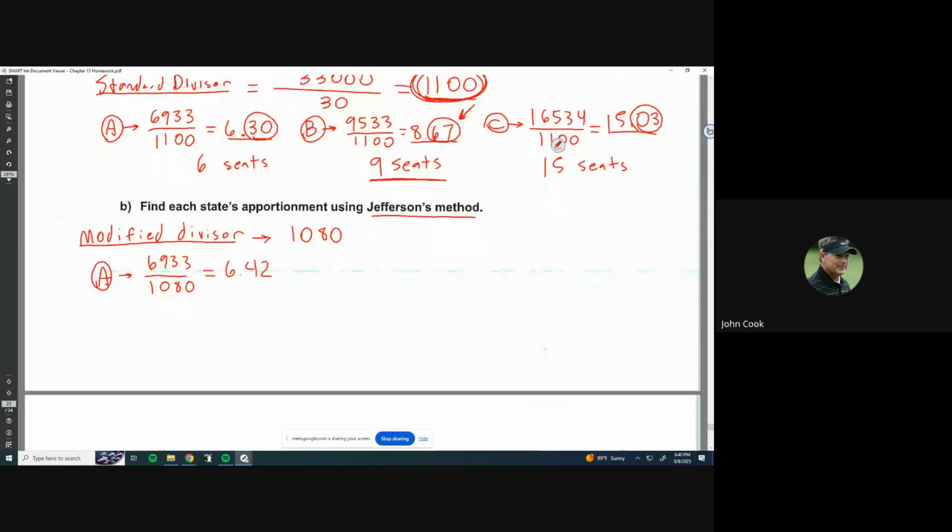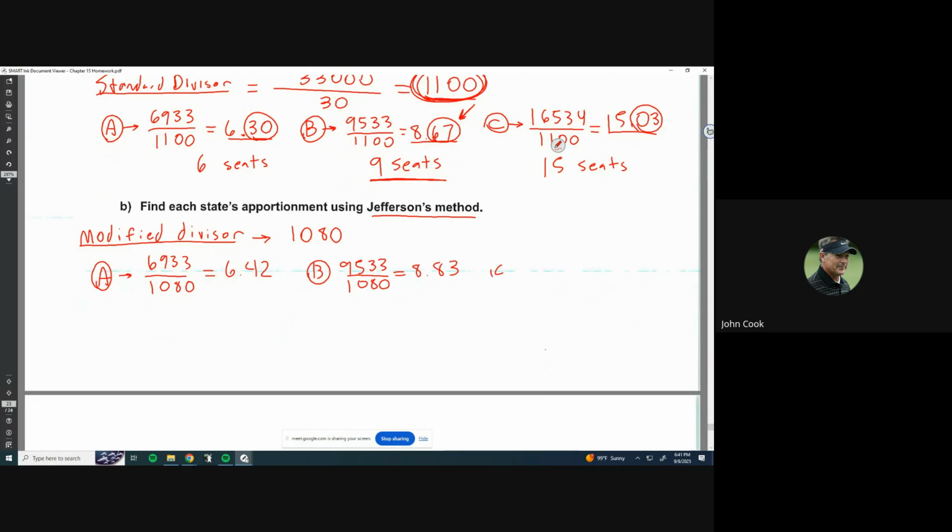Round it up. Okay, and then state B, they had 9533, I think, right? Yeah. Divide by 1080. Let's see what number I get there. So 9533 divided by 1080, I got 8.826851852. So if I want to cut it off at 2 decimal places, since this number is more than 5, I'm going to add 1 onto that. So I'm going to round up and turn that into a 3.